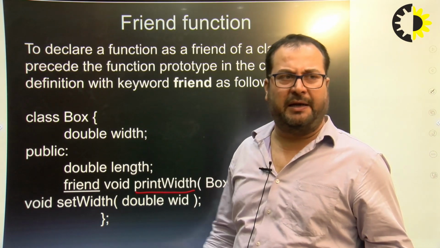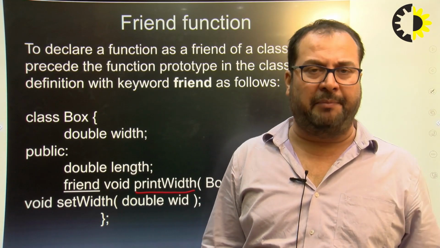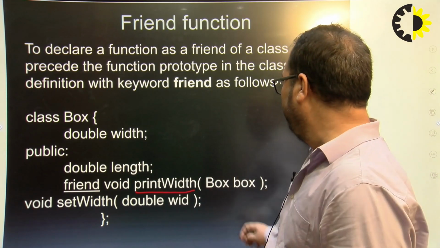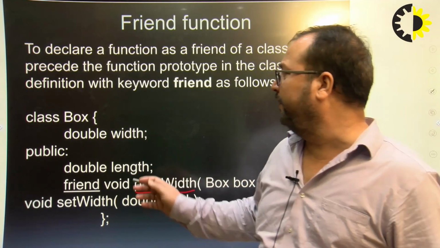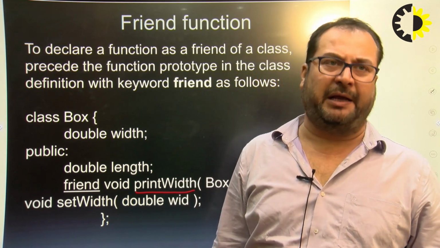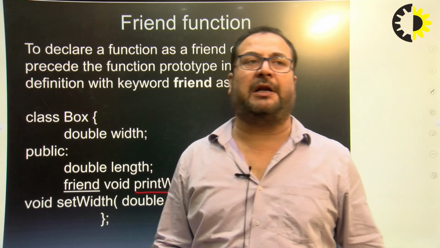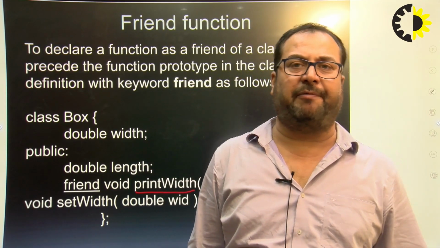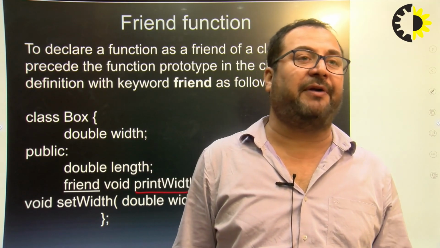Okay. Here it is not shown, but this is the meaning of the friend functions. Although this print width is a friend function, it is not particularly shown to which class it is a friend. We can even make the entire function of a particular class a friend function, just by declaring that particular class as a friend class.